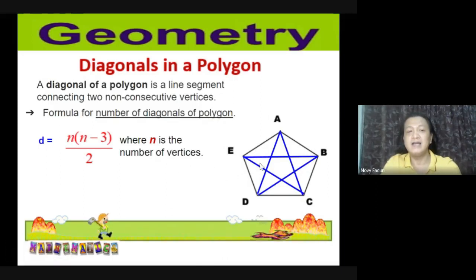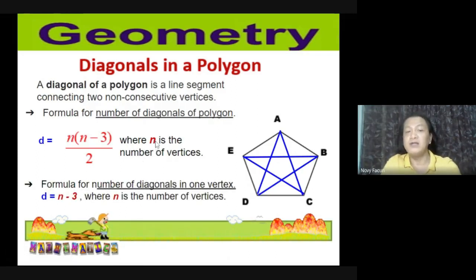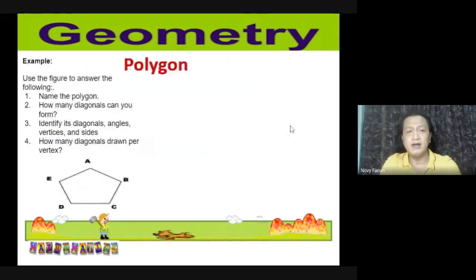So, kung makikita natin, ito yung number of vertices natin. So, A, B, C, D, E. Yan yung 5. And kapag ang tanong naman ay hinihingi yung number of diagonals in one vertex, ito yung formula natin. Yung D is equal to n minus 3, where n is the number of vertices. So, ibig sabihin yan, yung n minus 3 galing lang din siya dito sa formula natin sa number of diagonals. So, yan yung kukunin natin kapag ang hinihingi ay number of diagonals in one vertex. Okay, ibig sabihin bawat isa sa kanila, ilan yung diagonals na mag-form.